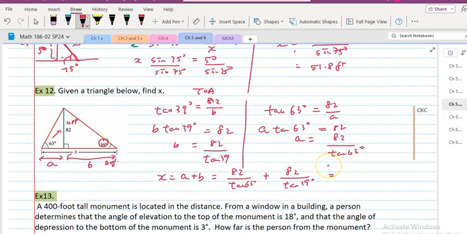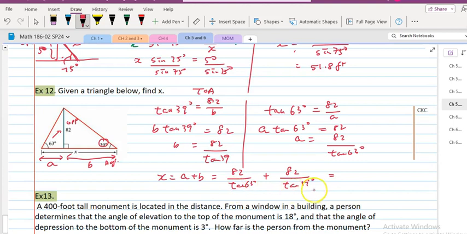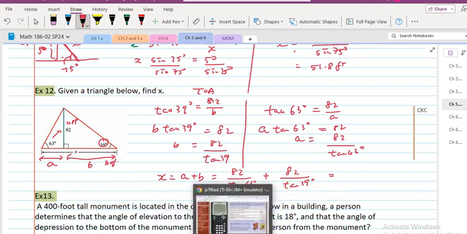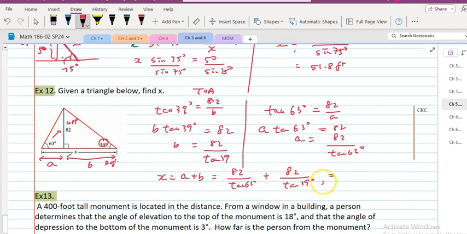So now I'm going to put it in the calculator. You put it in, and that would be X, A plus B. So 82, the Y, remember, tangent 63, close, plus 82 again, divided by tangent, I forgot, what is it? 63 and 39. 143.0 unit, right? 143.0 unit. So that's it. That's how you do it.